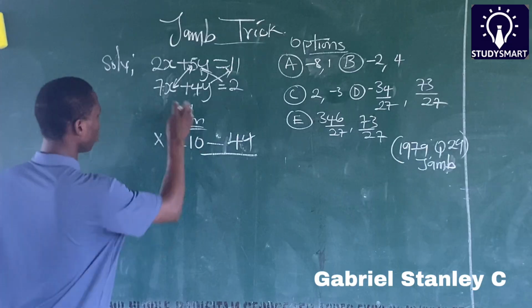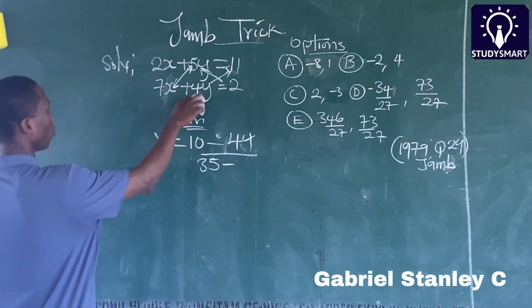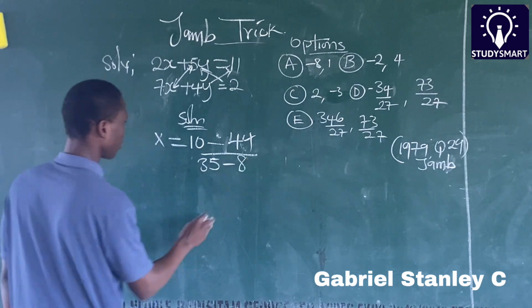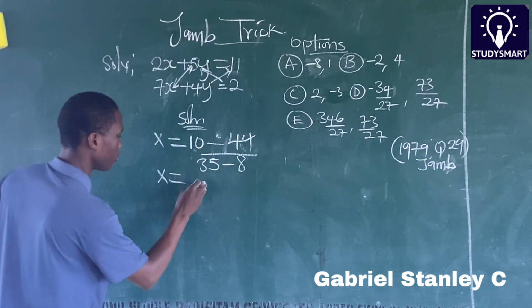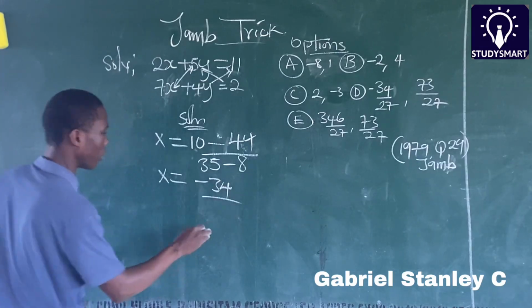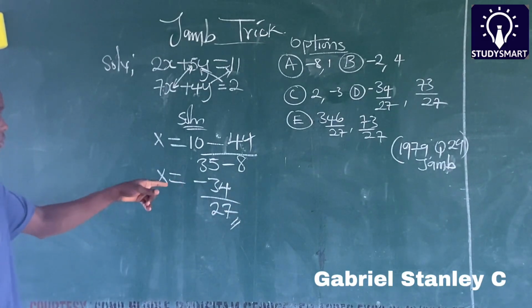Multiply this and this gives you 7 times 5 gives you 35, minus 4 times 2 gives you 8. So x here will be equal to 10 minus 44 gives you minus 34 over 35 minus 8 gives you 27. So you have gotten the value of x here.